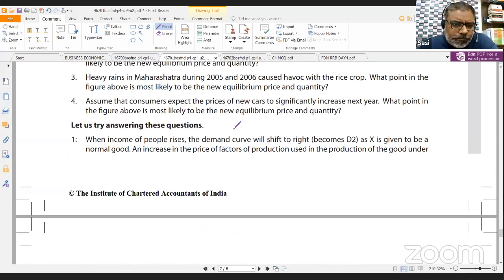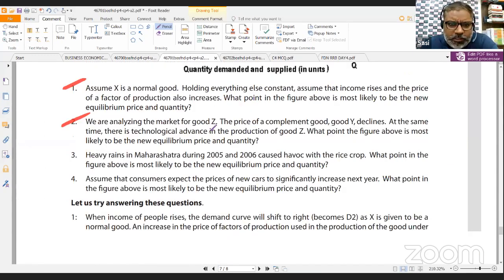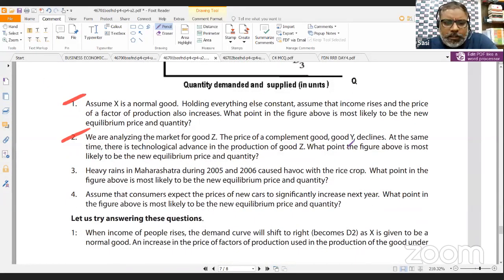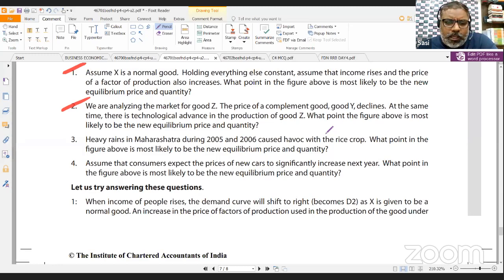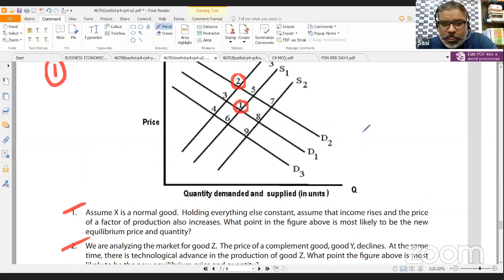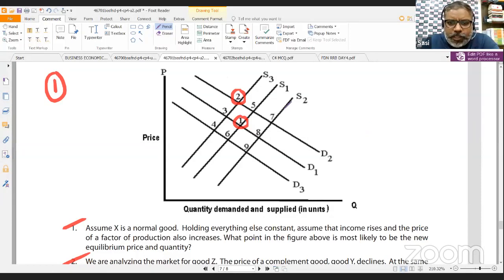Second question. When we are analyzing a market for some other good Z, the price of a complement good Y declines. When the price of a complement good declines, demand for that complement good will increase. Along with that, demand for the original commodity also increases. So demand definitely increased. Once again, D1 became D2. Then supply. At the same time, a technological advance in the production of goods happened, which means supply also increased. S1 became S2. D1 became D2. S1 became S2.